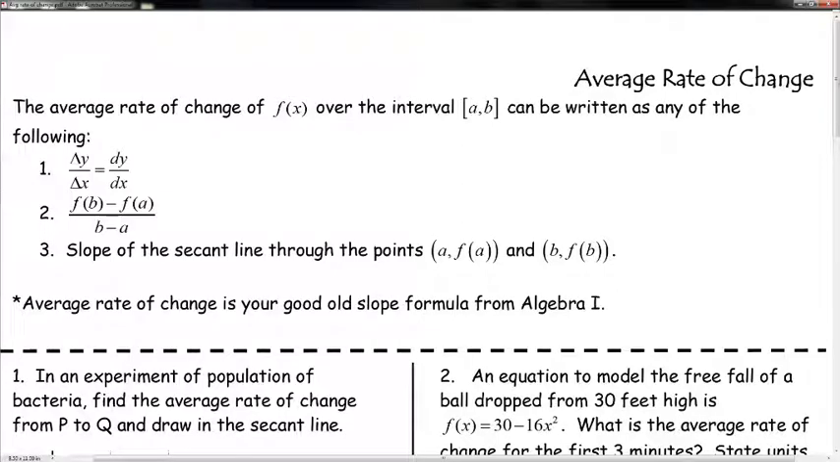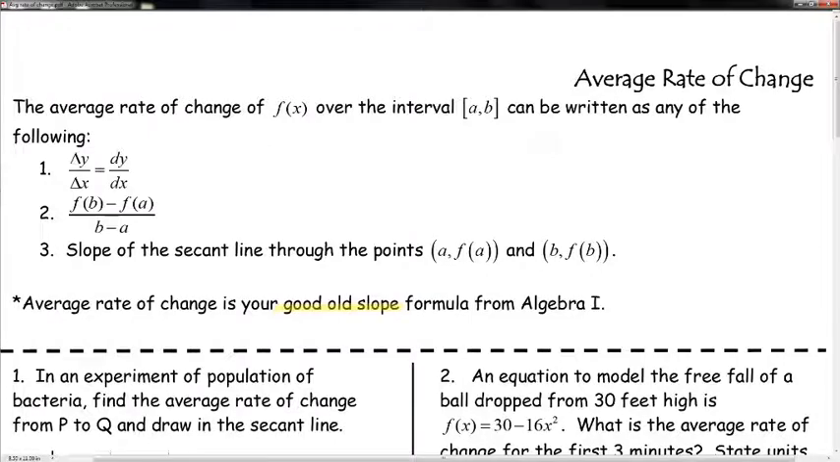Alright, today we're going to talk about average rate of change, and I just want to welcome you back to Algebra 1. When I talk about average rate of change, I'm talking about old school slope, good old slope that you learned in Algebra 1. And this is going to lead us into what a derivative really is in the next two lessons.